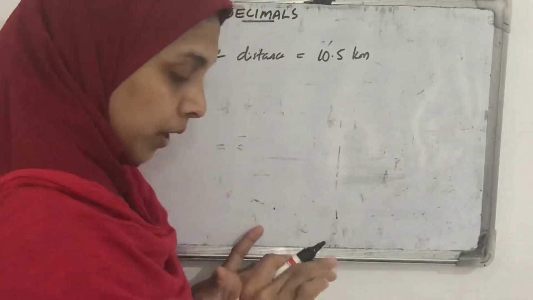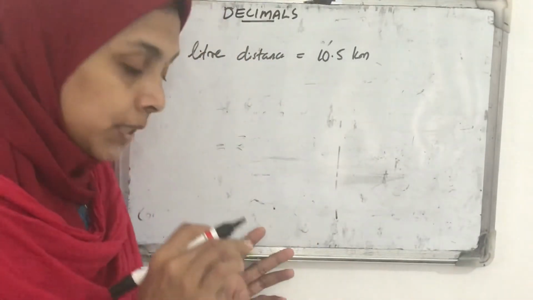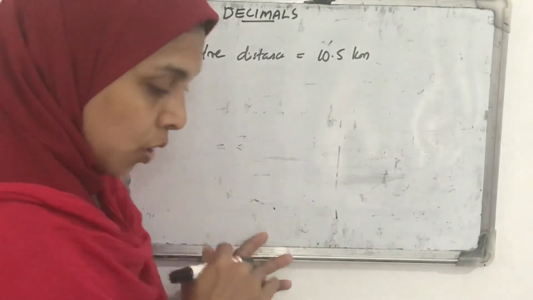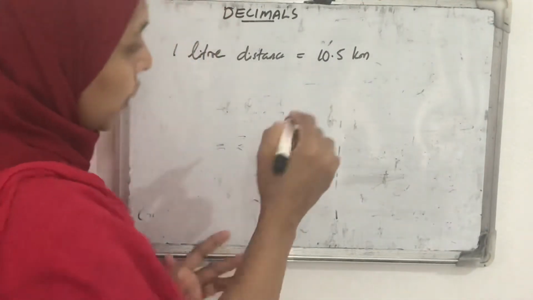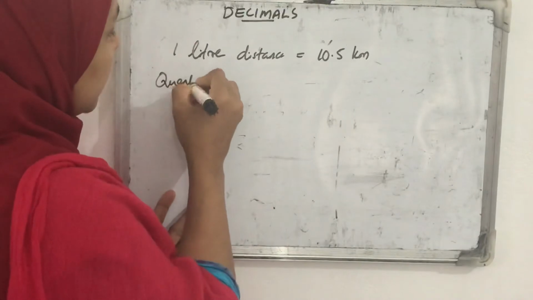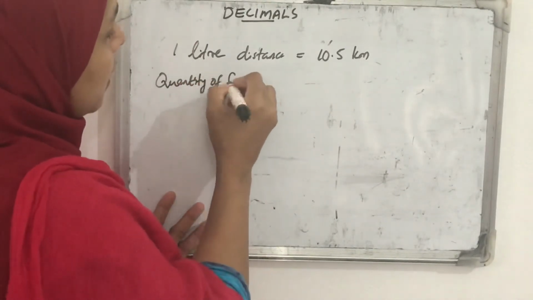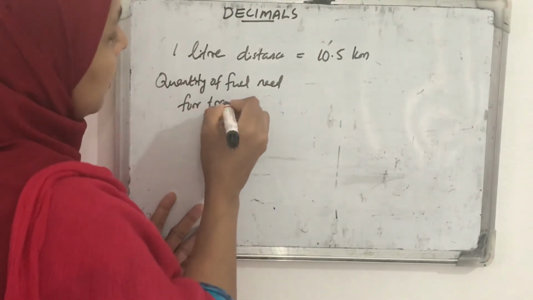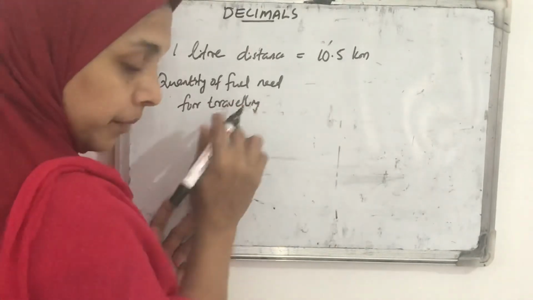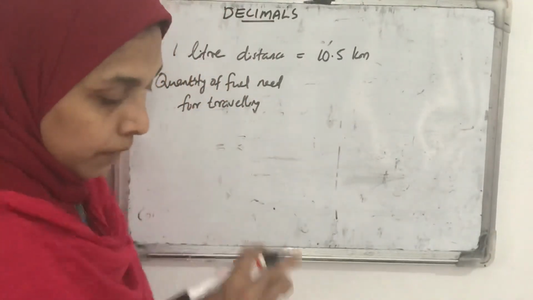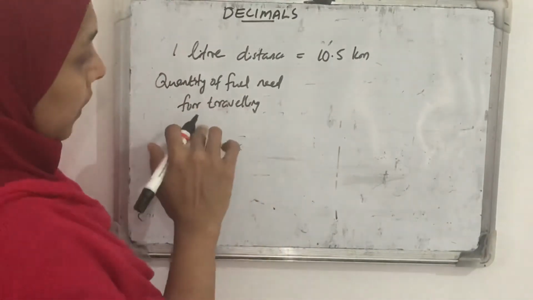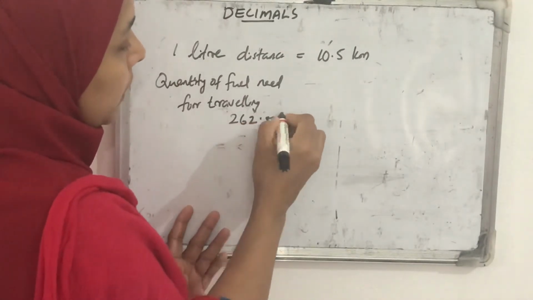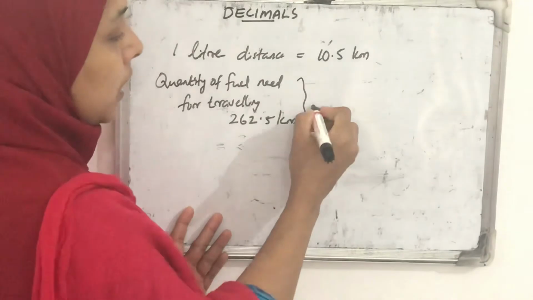Then here we want to find out how much petrol is needed to travel 262.5 kilometers. So how can we write the next step? Quantity of fuel needed for traveling. Okay, for traveling. I will give the correct order in the notebook. So the quantity of fuel needed for traveling 262.5 kilometers. That will be how much?